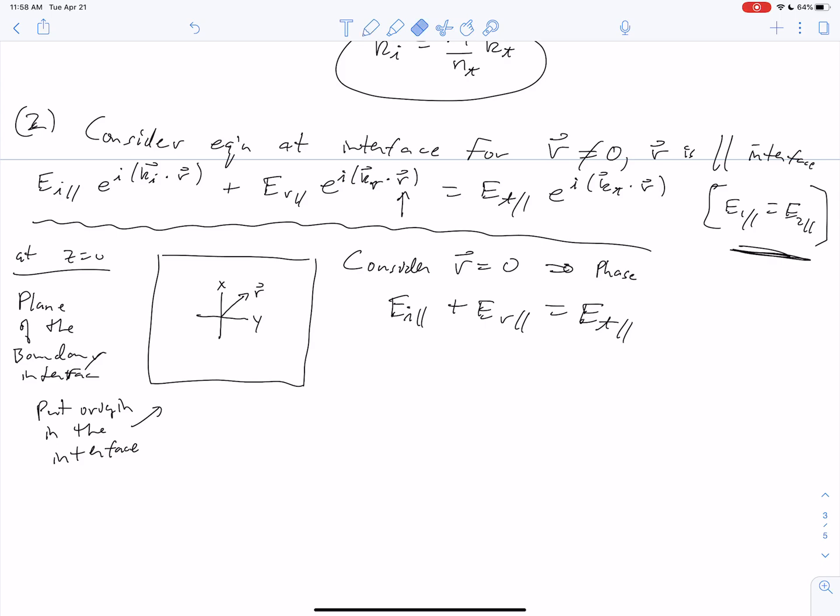The phase k dot r is equal to 0, and e to the i0 is 1. And so the phase is 0. But now start moving away. Try moving away from 0.